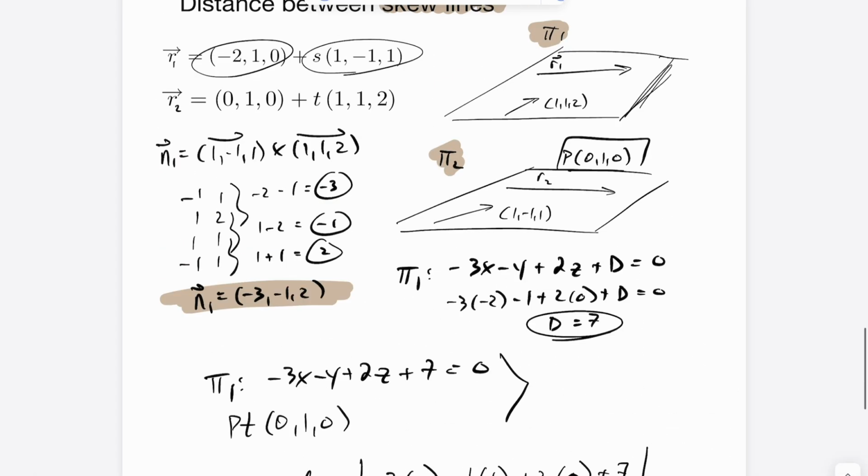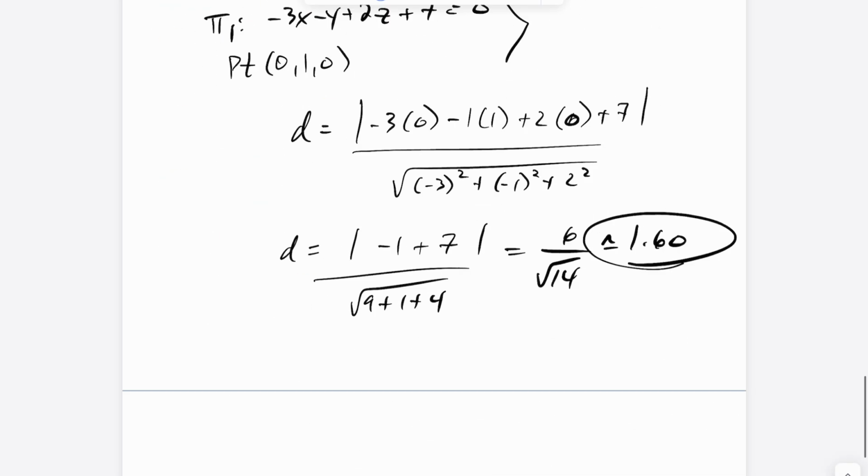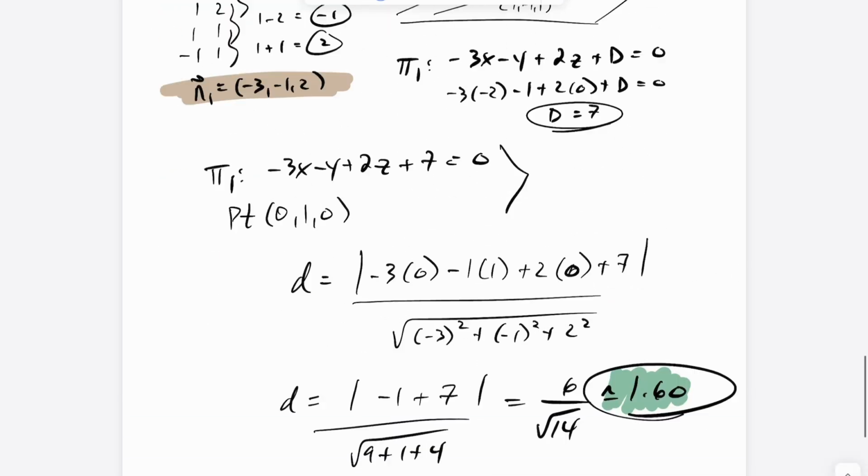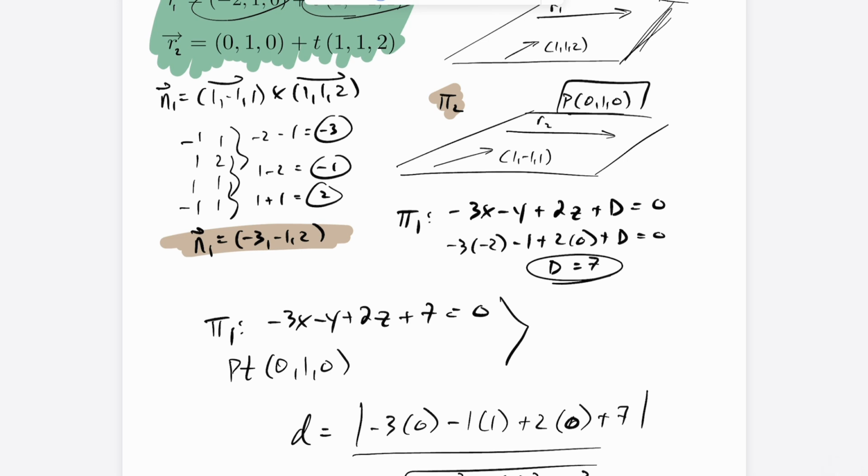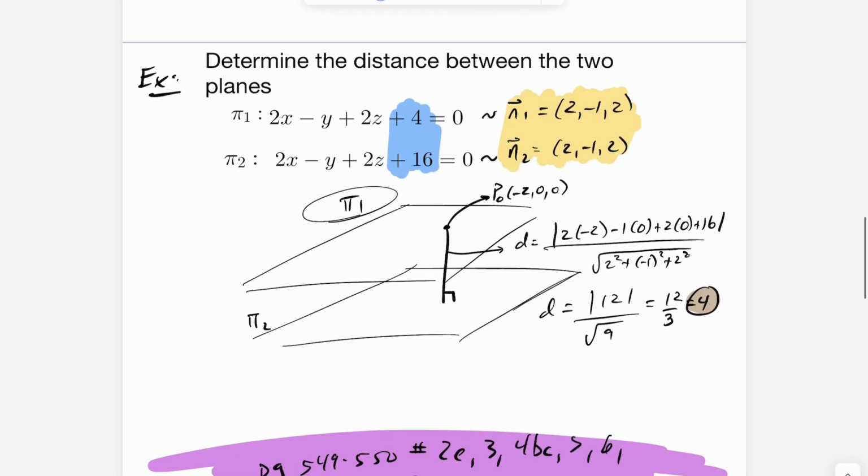So therefore, in this example, the distance between these two skew lines is equal to 1.6. All right, that concludes today's lesson on distance from a point to a plane and distance between skew lines.